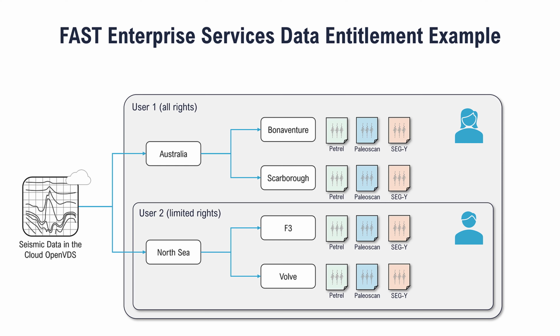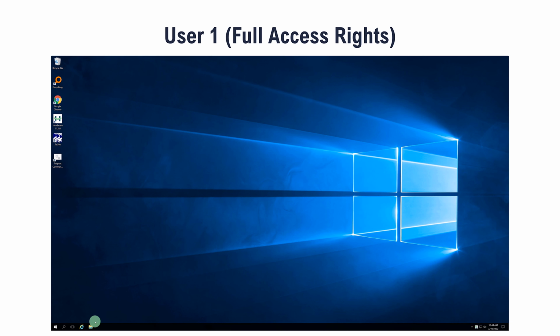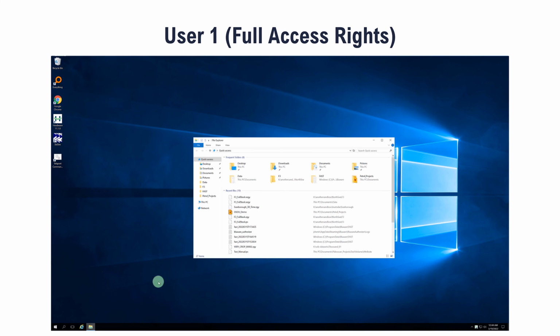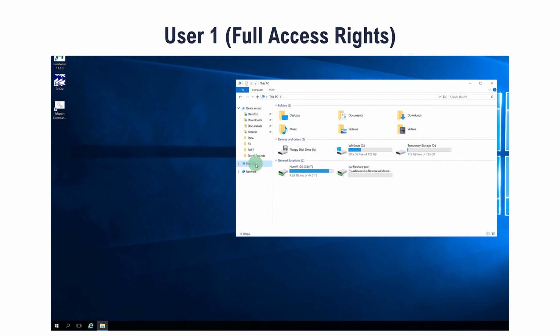FAST Enterprise Services can load data from any source. These could include on-prem storage from a network drive, an Amazon S3 bucket, or Azure Blob Storage. It can also pull data from a combination of all of these sources. For demonstration purposes, I will manually start FAST. In practice, FAST Enterprise Services is automatically activated when a virtual machine is turned on.